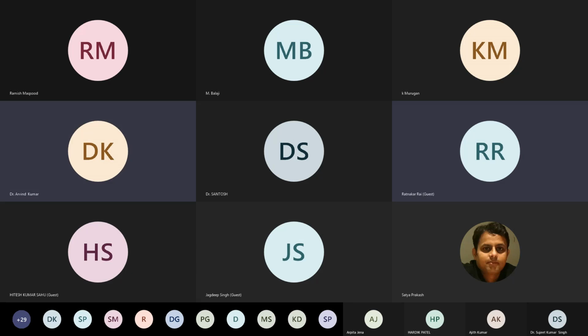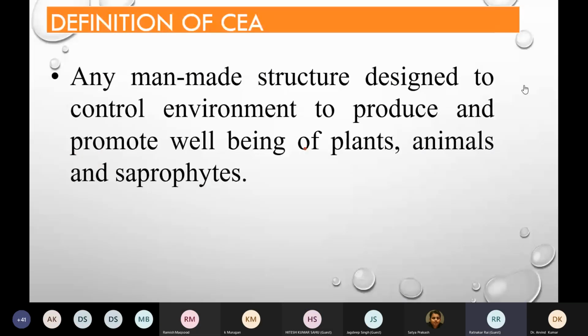In a short definition of controlled environment agriculture, any man-made structure that enhances plant growth, enhances animal comfort and animal productivity, and saprophytes, that's even mushrooms and things like that, will all be considered controlled environment agriculture. The field is very vast, and it's becoming bigger and bigger as we go along.